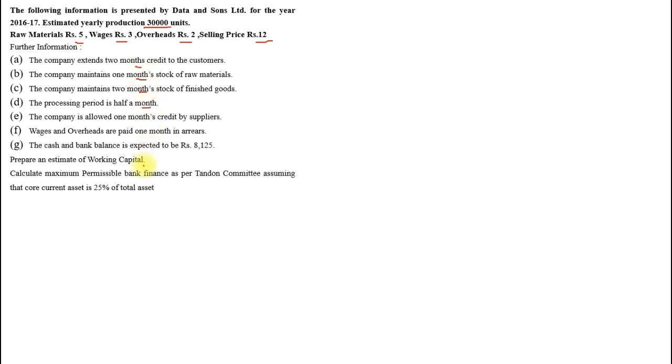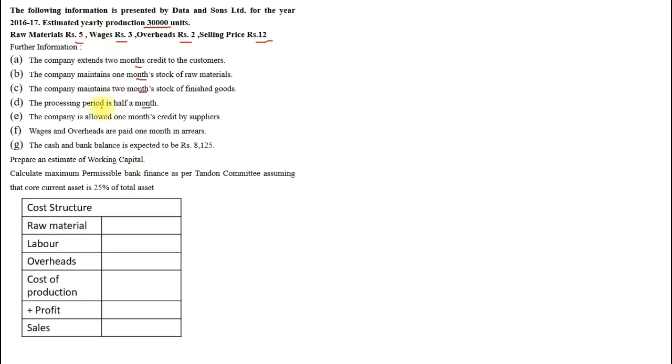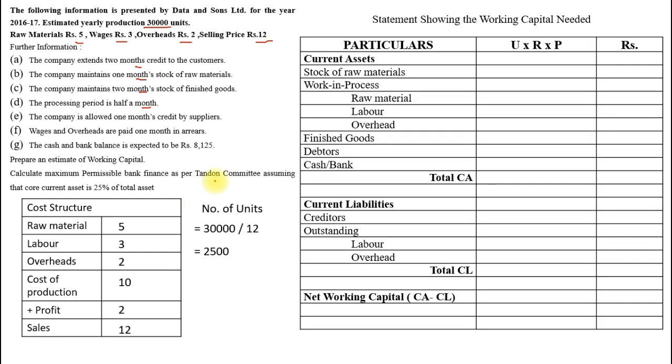So let us start with the cost structure. Selling price, first of all, always note down as 12. Raw material given is 5. Wages is 3, overheads is 2, 5 plus 3, 8 plus 2, 10. 10 minus 12 is 2, that will become a profit of 2 rupees. Next, we need to find the number of units. That will be total production 30,000, and everything is on months, so divide by 12, which comes to 2500 units. Now, based on this, we will start with the actual preparation.